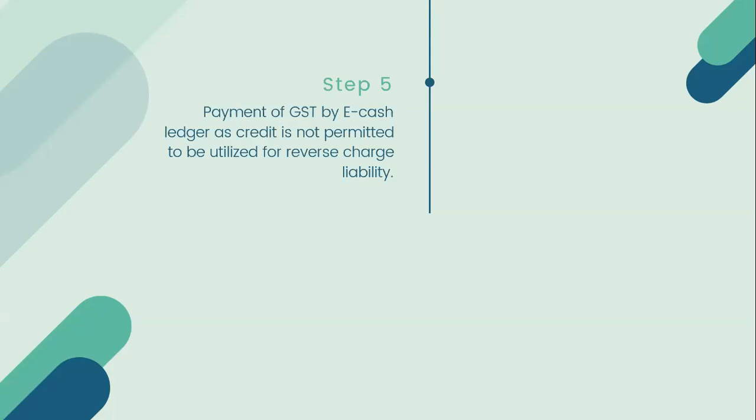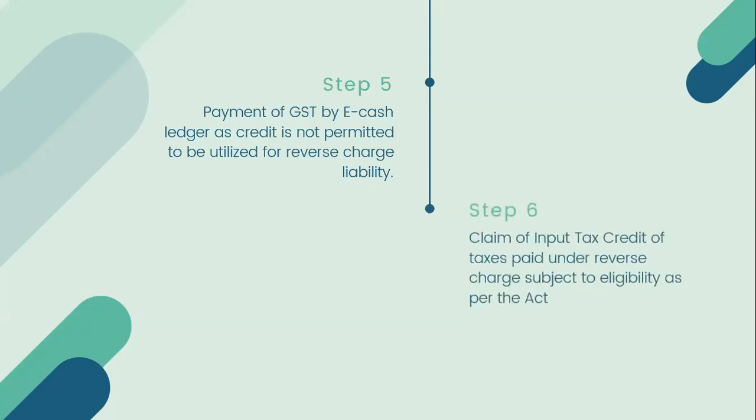But when the payment of GST by e-cash ledger is done, that amount of tax can be claimed as input tax credit by the recipient. And then the final step is claiming of input tax credit of taxes paid under reverse charge subject to eligibility as per the Act.